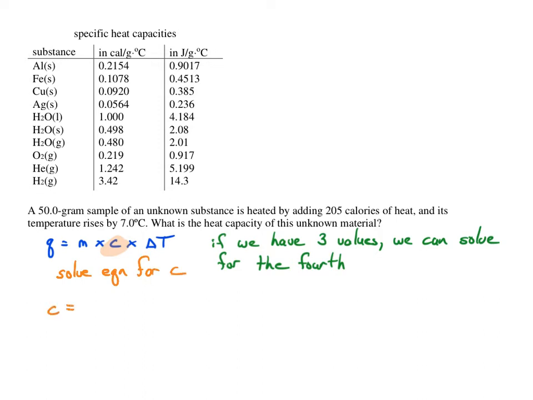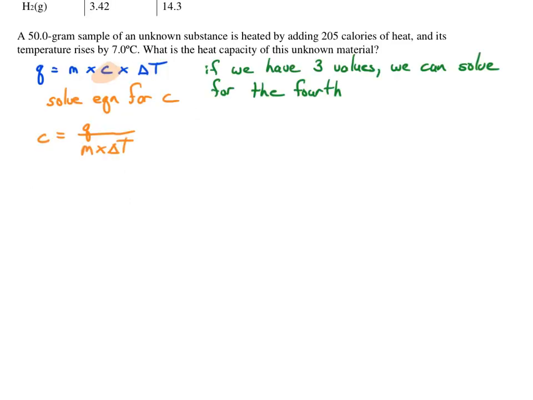So we're going to rearrange the equation, solving for C. We know that C is going to be equal to our heat, Q, divided by our mass and our delta T. In this case, we're given delta T directly. We don't have to determine delta T. We also know the heat and the mass. So we simply have to plug and chug.